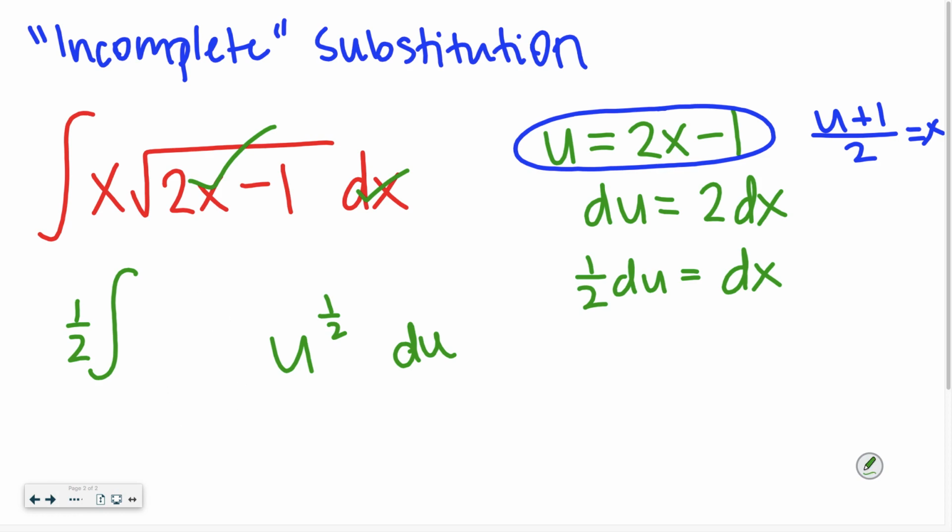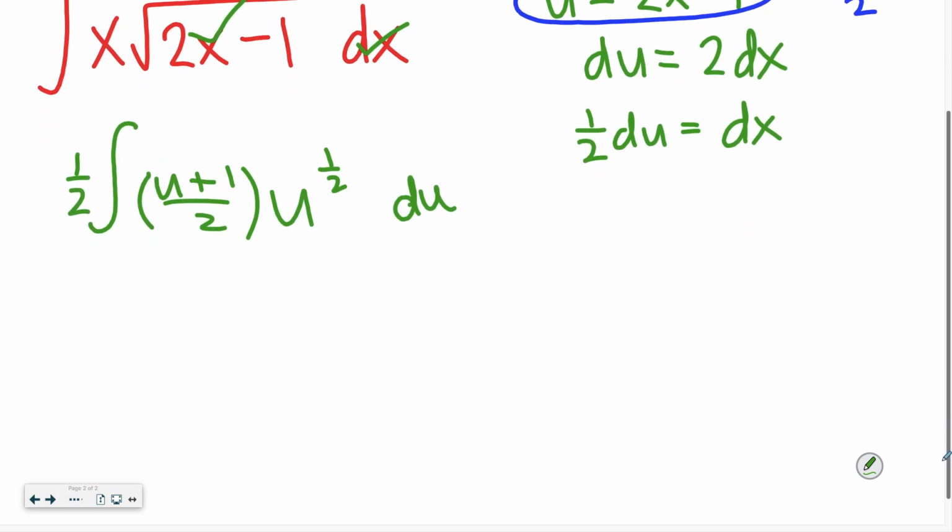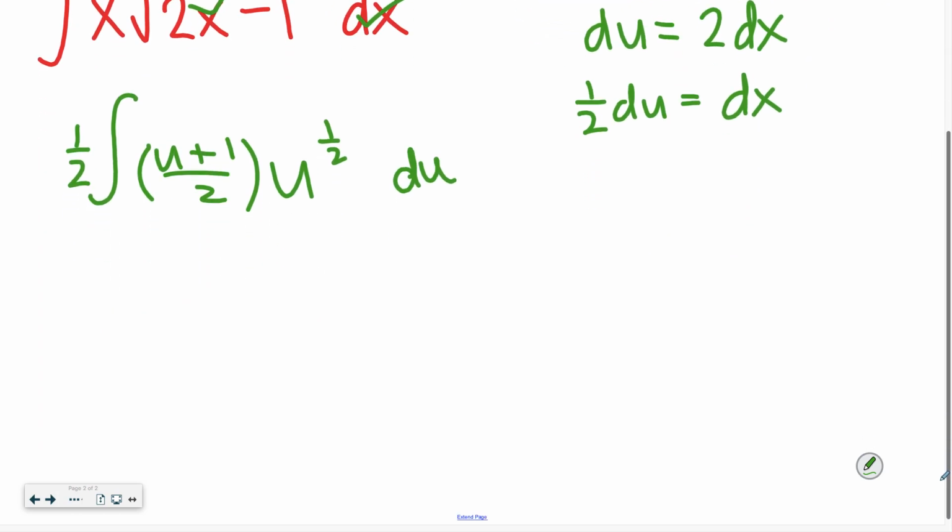So instead of x, we can write u plus 1/2. And now we have everything in terms of u, du. That x left over is why I call this incomplete substitution. Now, this version right here is not something we can just, boom, take the antiderivative of. We're going to have to rewrite it just a little bit so that we can use the power rule.